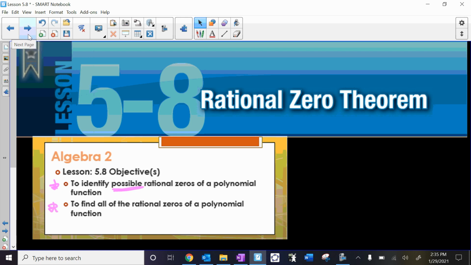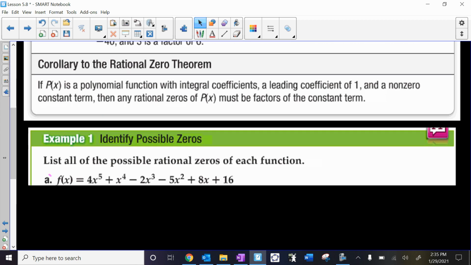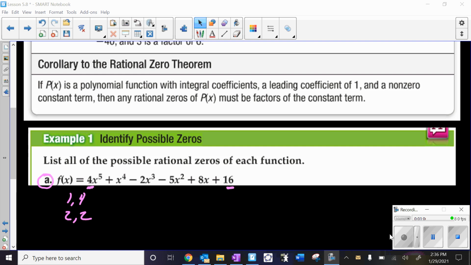Okay, so starting with the rational zero theorem, what does it say? Well, it says we are going to find the factors of our leading coefficient, which would be 4, and the factors of our constant term, which are 16. So if we find the factors of our leading coefficient, it would be 1, 4, 2, and 2. Next, we're going to look at finding the factors of our constant term. So our factors of our constant term are 1 and 16, 2 and 8, and 4 and 4.